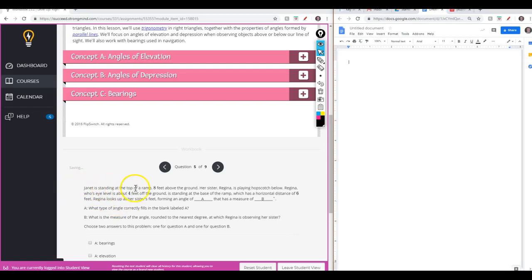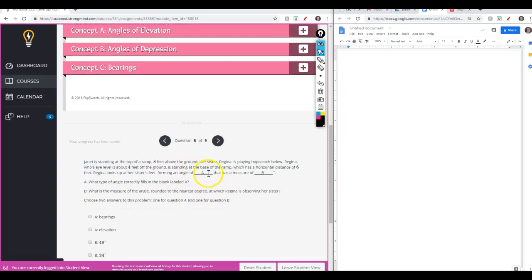Alright, Janet is standing at the top of a ramp 8 feet above the ground. Her sister Regina is playing hopscotch below. Regina, whose eye level is about 4 feet off the ground, is standing at the base of the ramp, which has a horizontal distance of 6 feet. Regina looks up at her sister's feet, forming an angle of elevation that has a measure of blank degrees.